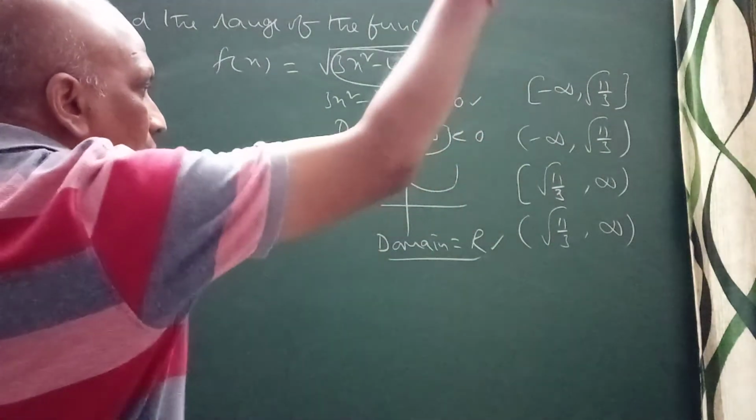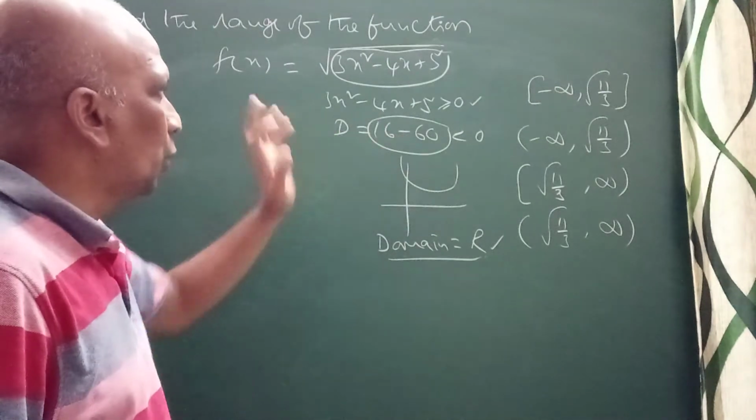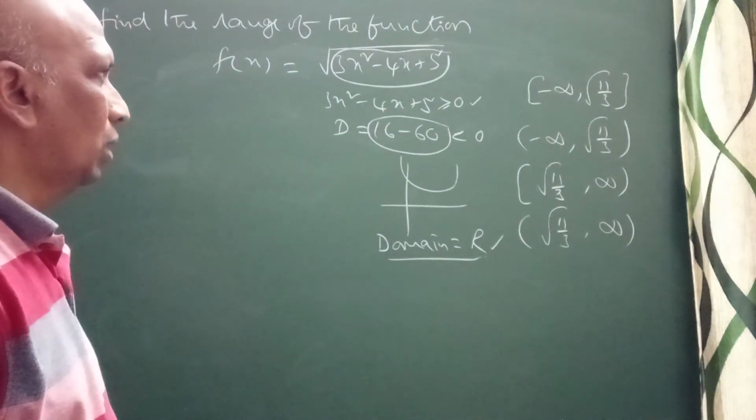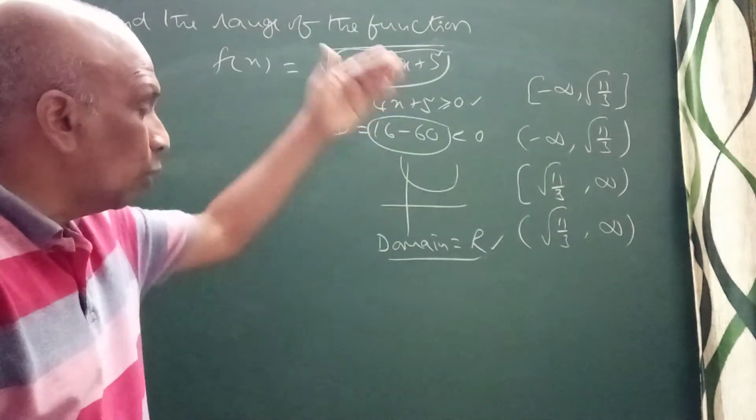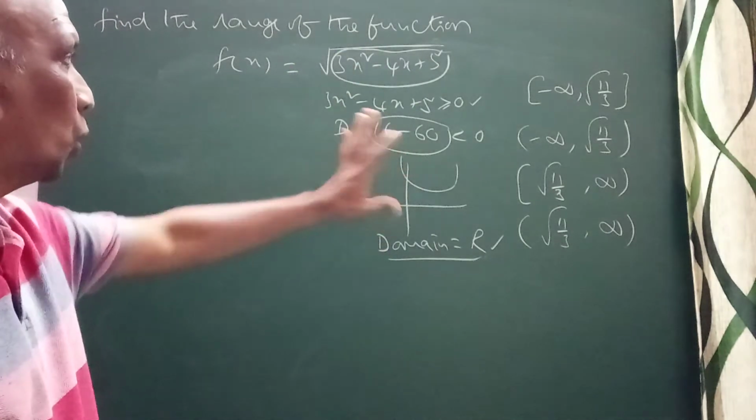You will get an upward parabola; it just doesn't intersect. You can think about this, you will always get this one. It cuts above, it goes like this. So the domain is equal to R.